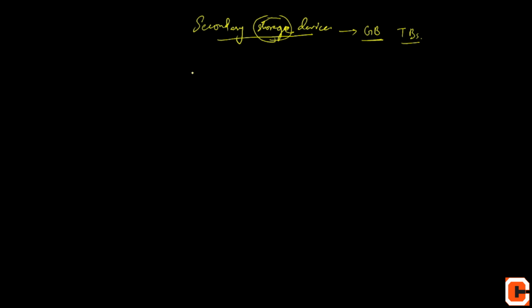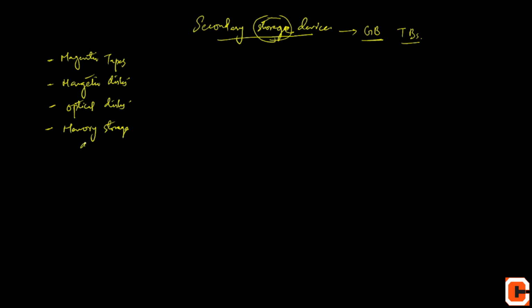Now we have secondary storage devices like magnetic tapes, one secondary storage device. Secondary storage device number two is magnetic discs. Third is optical discs. The fourth one is memory storage devices, like flash drives, and memory cards, we call them MMCs, and etc.